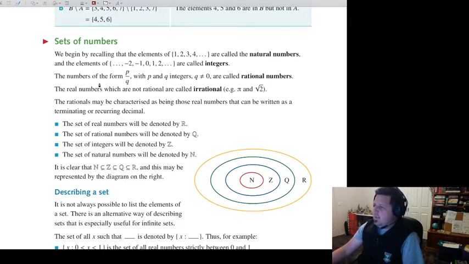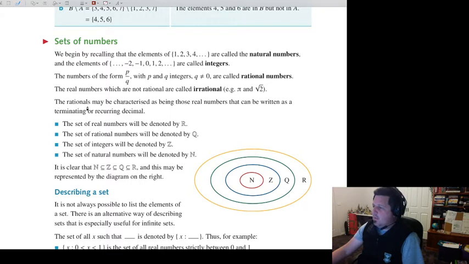It says the numbers of the form P divided by Q, where P and Q are integers and Q is not 0, so when you're not dividing by 0, they are called rational numbers. Check. It says the real numbers which are not rational are called irrational numbers. Now, some of these numbers that you'll get are examples like pi and the square root of 2 and so forth. Now, when you are dealing with some of these things, they can be written using certain special letters.